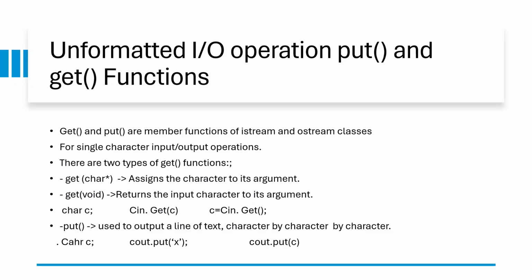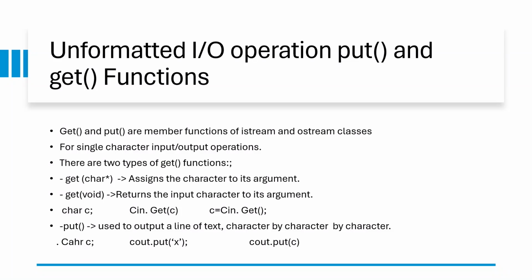If we are going to read a single character, we can use the get function in this format. For a single character, whether input or output, there are two types. Get(char*) assigns the character to this argument; that is, it reads only a single character. Even with the void version, it returns the input character to this argument. One example: we declare a character c using the cin statement, c = cin.get().